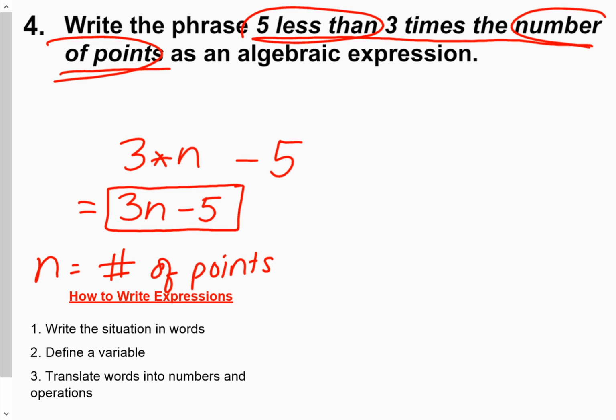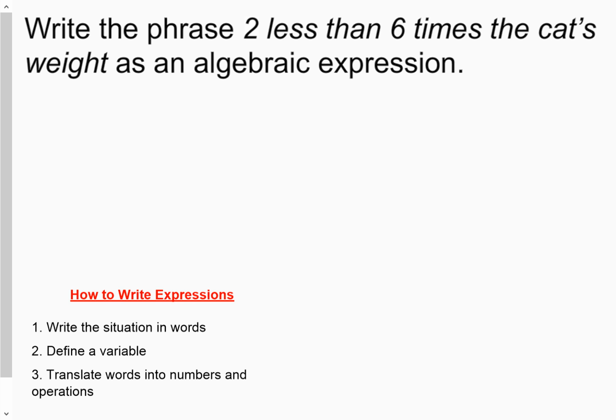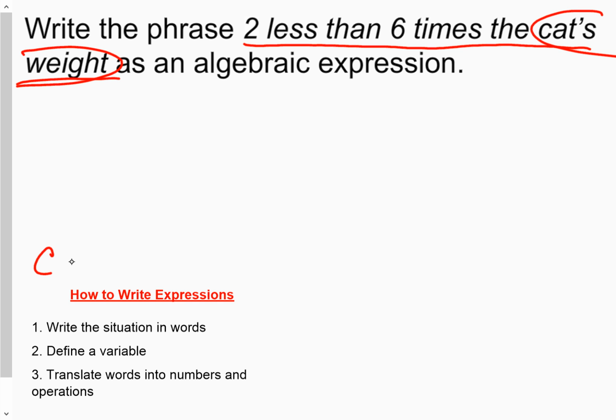All right, here's another one. Write the phrase 2 less than 6 times the cat's weight in an algebraic expression. So what don't we know? We don't know the cat's weight. So let's use C as our cat's weight.